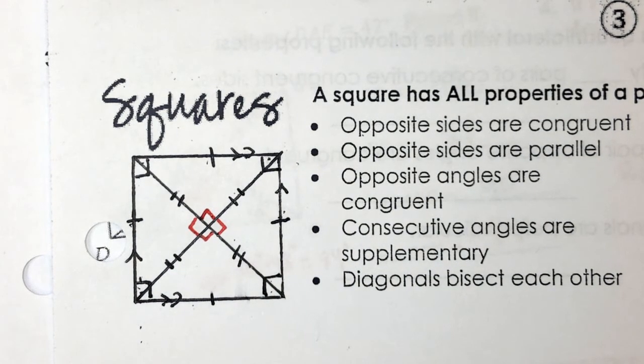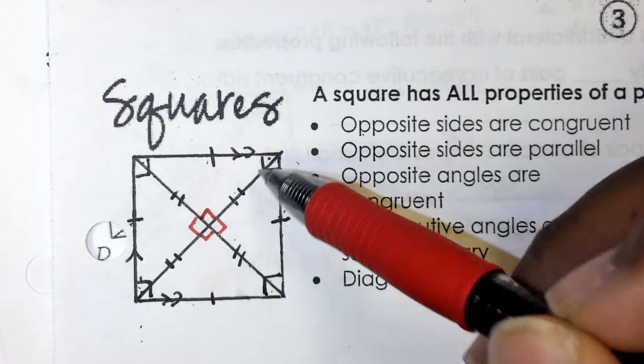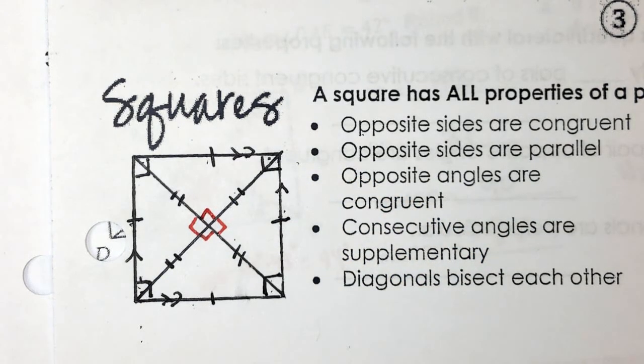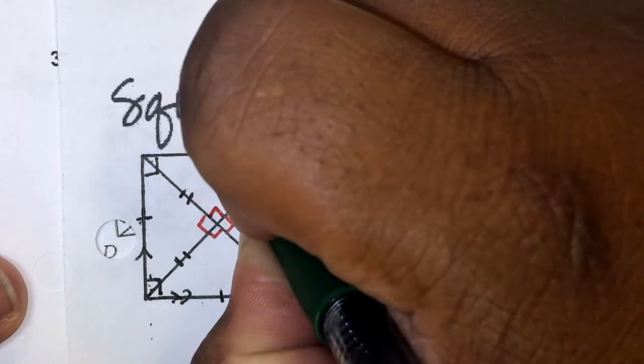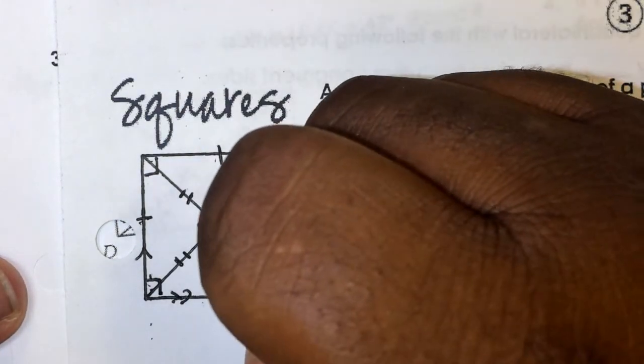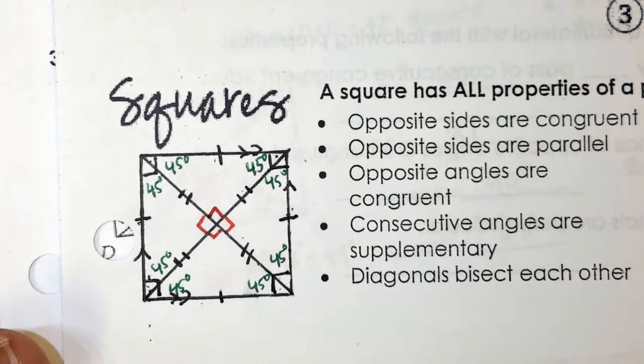And then the last thing, the diagonals bisect the opposite angles. So these diagonals bisect these opposite angles in these corners. If I bisect the 90-degree angle, how am I splitting it? 45 and 45, right? So we've got 45 degrees all the way around on this one.